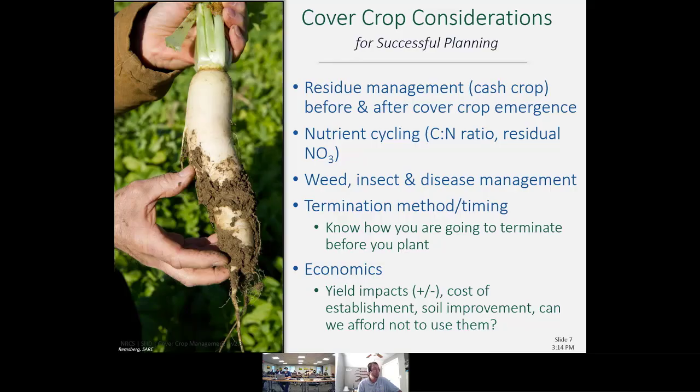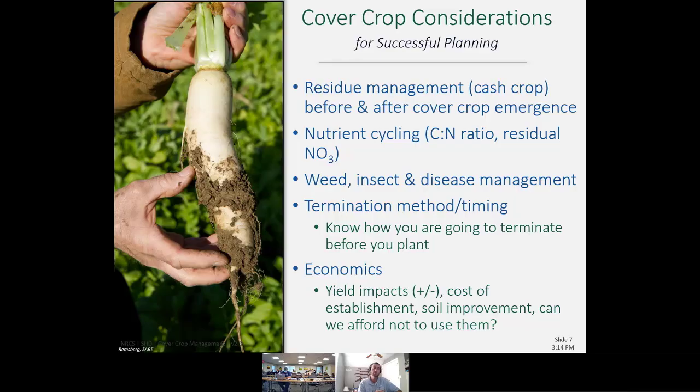And we touched on this a little bit earlier, nutrient cycling, thinking about the C:N ratio of that current cash crop and thinking about residual nitrogen. Was it a legume cash crop prior to? Can we count on capturing some of that residual input, like nitrogen, that could be utilized by our cover crop as well? We also need to think about weed and insect and disease management.